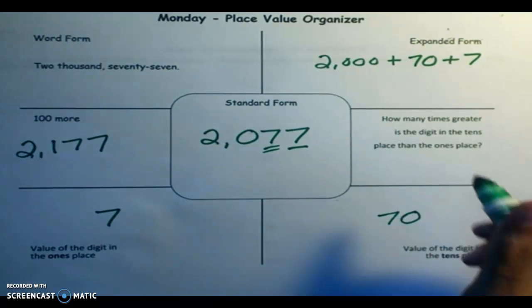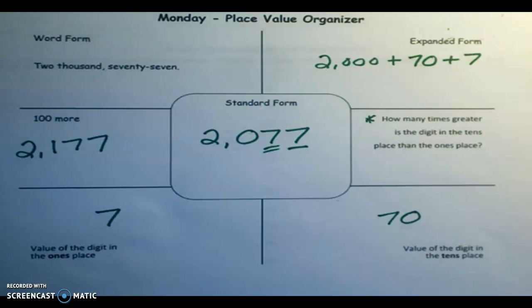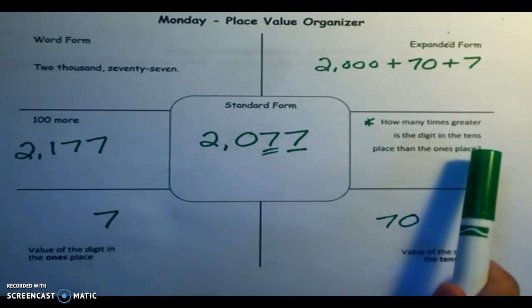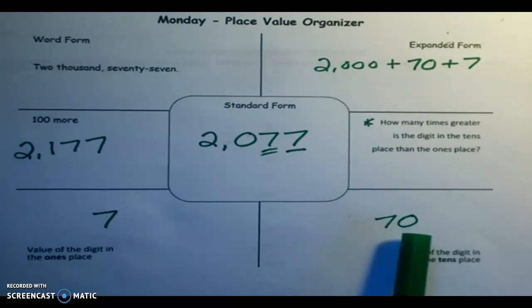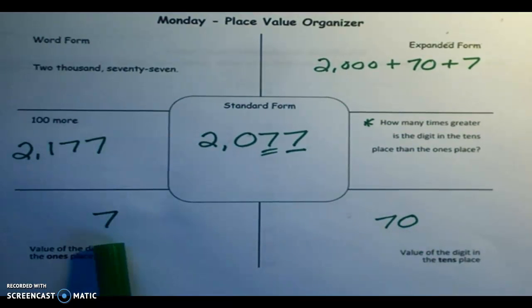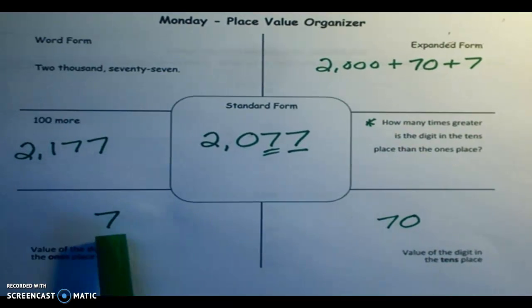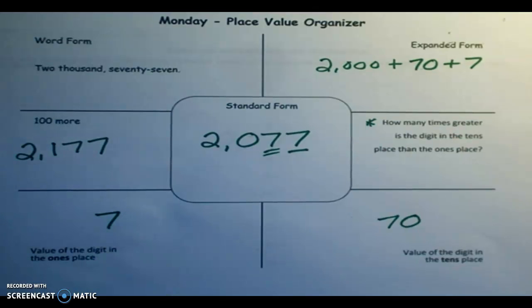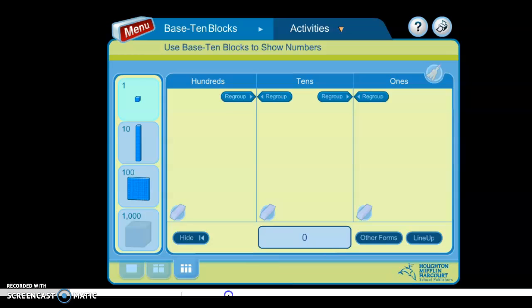Okay, so finally we get to this question, the last one we're going to do, which is a funny question, right? How many times greater is the digit in the tens place, which we know is 70, than the ones place? So 70 is how many times greater than 7? All right, so to help us understand this, we're going to just spend today looking at this math app, which I believe you may have seen before.